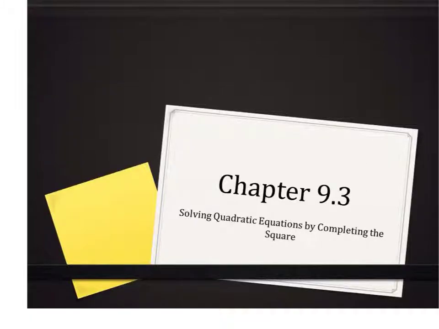Hello and welcome to Algebra 1, Chapter 9.3, and today we are going to discuss our fourth way of solving a quadratic, and that is from a method called completing the square. So if you're keeping a list someplace of the 5 ways to solve a quadratic, this is number 4.